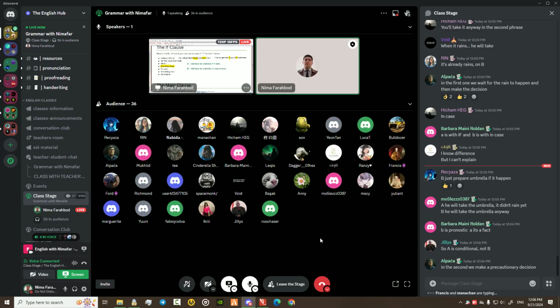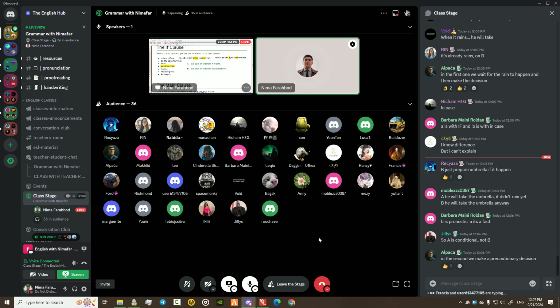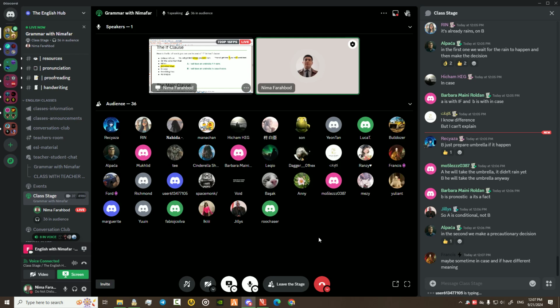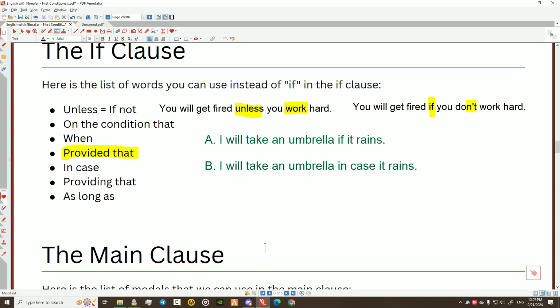So that's the difference. All of them are conditionals. You will take the umbrella if it didn't rain yet? No. A says, first it should rain. You should see that it is raining. After that, you will do that. But B says, no, right now I want to take it anyway. Very good. So when you say in case, it means you want to make sure. You want to be ready.